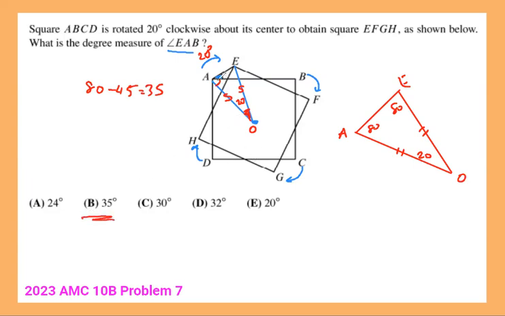Again, the angle right here in red is 45 degrees because this is the diagonal passing through the center. Angle A as a whole in that triangle is 80. So one part, the red part, is 45, and the blue part should be 35. So that was number 7.